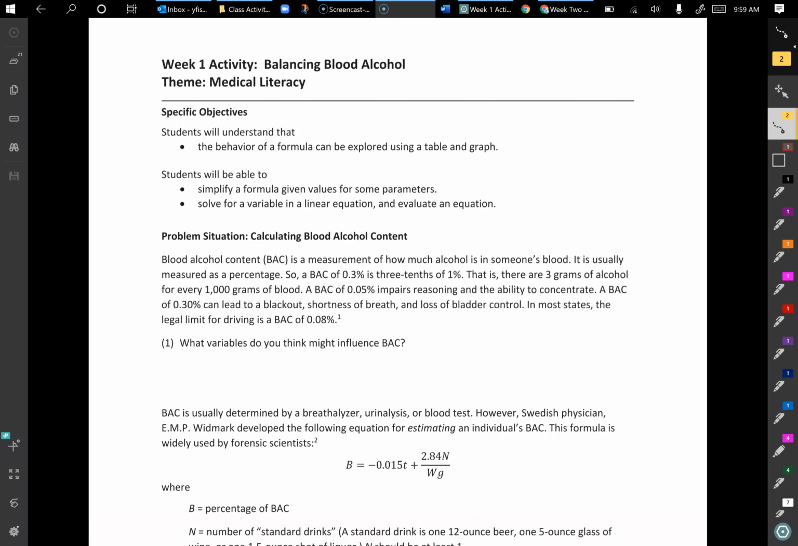In this video, we're going to look at balancing blood alcohol. This is a contextualized activity that goes along with your Chapter 2 review work from the algebra review that I gave you, just so you would have some background and refresher on using this skill. So here the problem situation is calculating blood alcohol content.